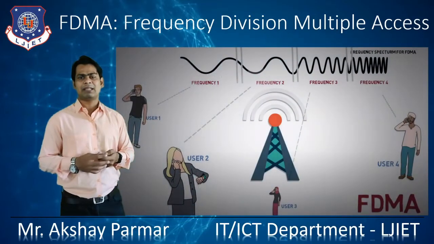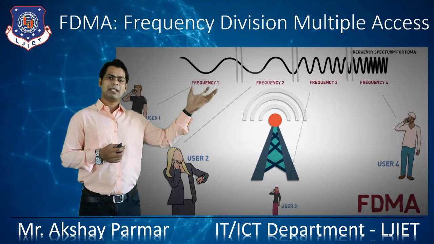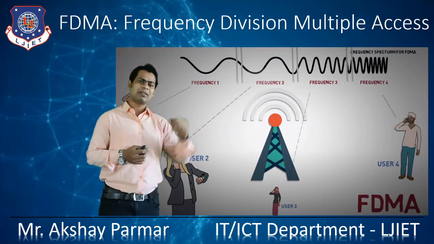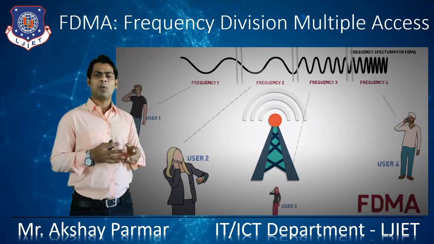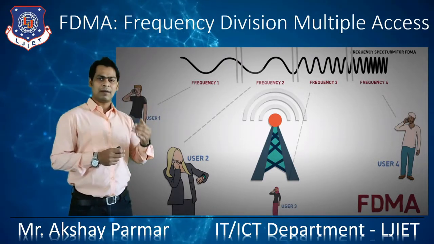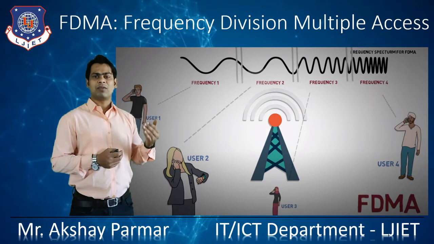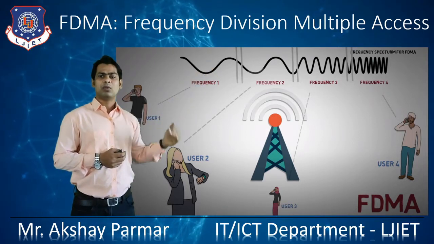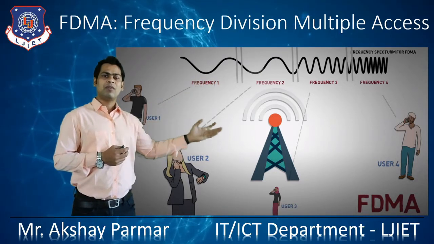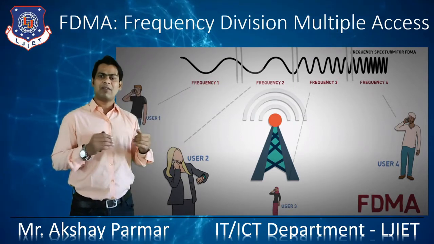In a real-life example, let's say this is the frequency range, and we are dividing it into a smaller number of parts. This is frequency 1, this is frequency 2, this is frequency 3 and this is frequency 4, right? So the frequency spectrum is divided into a number of frequency ranges, and after that nodes are assigned a dedicated frequency range for transmission. For example, user 1 has frequency range 1, user 2 has frequency range 2, user 3 has frequency range 3, and user 4 is using frequency range 4, right? So all the users have different frequency ranges.